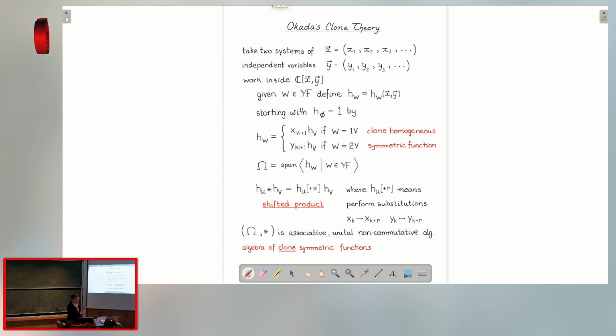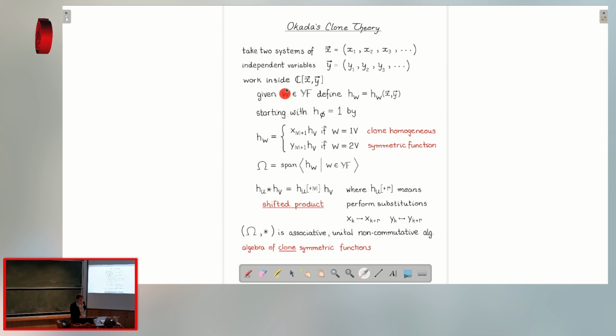Okay, so now that's the combinatorics. What plays the role of symmetric functions here? So now we'll take two systems of independent variables, x's and y's, and we're going to be working inside this big polynomial ring, which involves all the x's and y's. That's our universe. First we need to make an analog of the complete homogeneous symmetric functions.